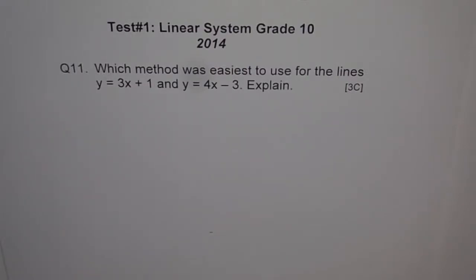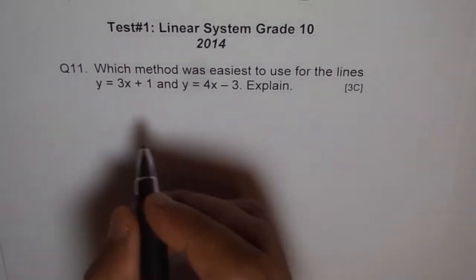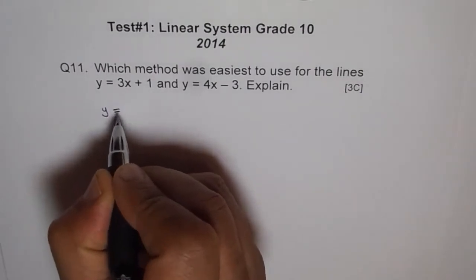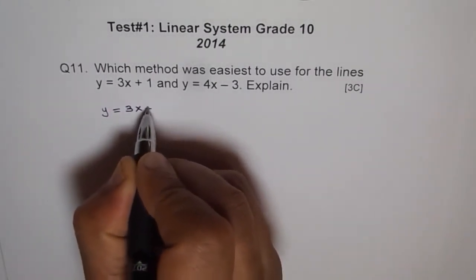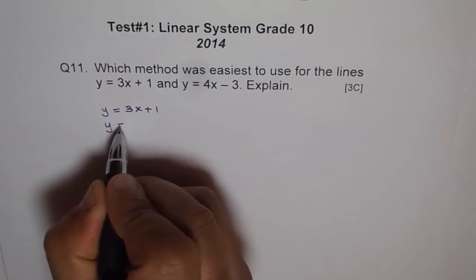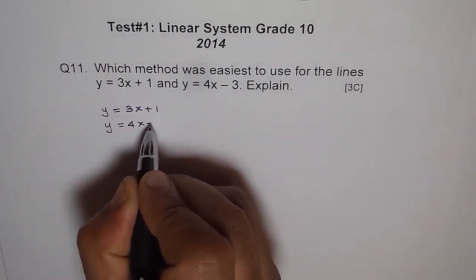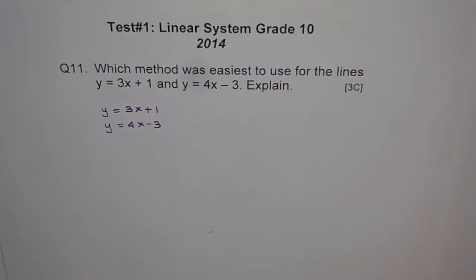Question 11. Which method was easiest to use for the lines y equals 3x plus 1 and y equals 4x minus 3? Explain. Well, in this kind of scenario, let's write down both the equations together and then see. y equals 3x plus 1 and y equals 4x minus 3. So here, substitution or elimination, both are equally good.